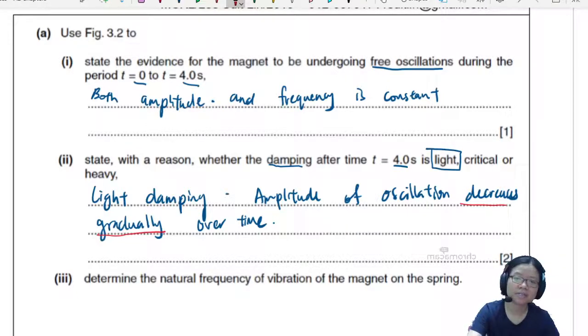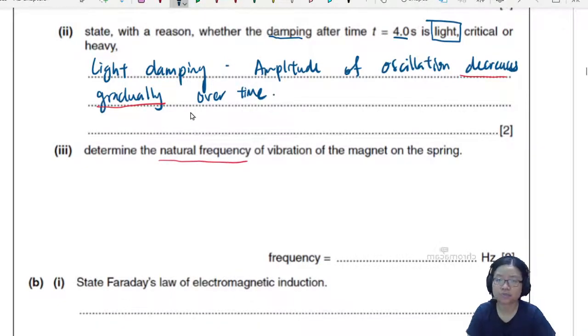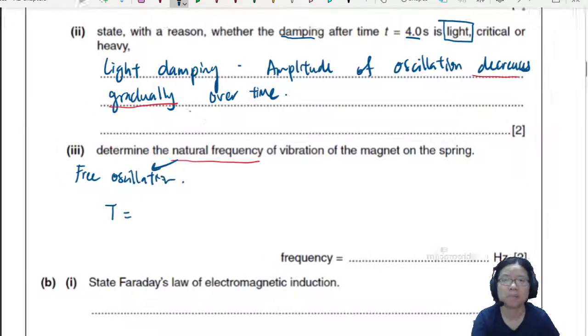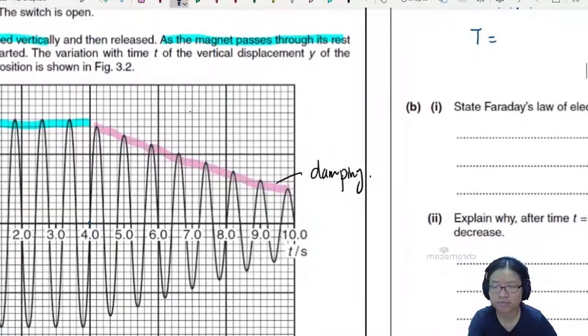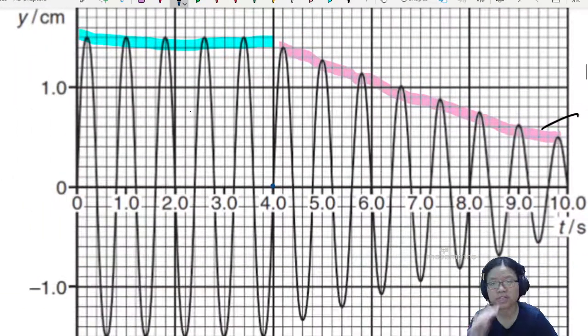Alright, determine the natural frequency of vibration of the magnet. To find the frequency, this natural frequency happens during free oscillation. So I guess I could look for the period. But I first need to go and stare at the graph for a bit. If you look at this, it's pretty obvious that one period is four boxes.